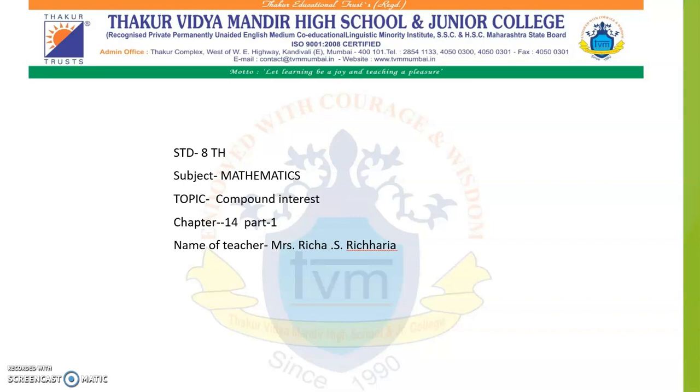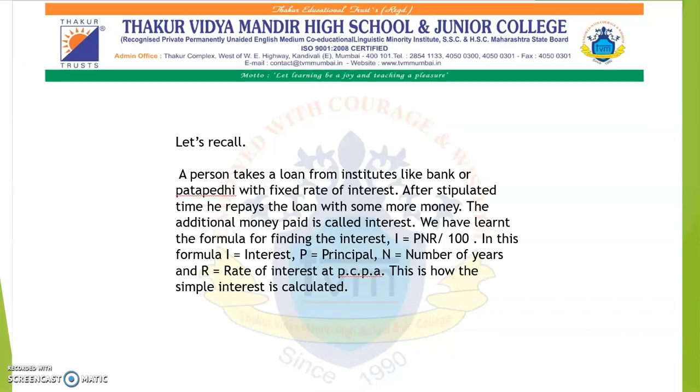Standard 8, Subject Mathematics, Topic Compound Interest, Chapter 14, Part 1. Let us recall, children, what is simple interest. A person takes a loan from an institute like a bank or a pathpedi with a fixed rate of interest. After a stipulated time, he repays the loan with some more money. The additional money paid is called interest.